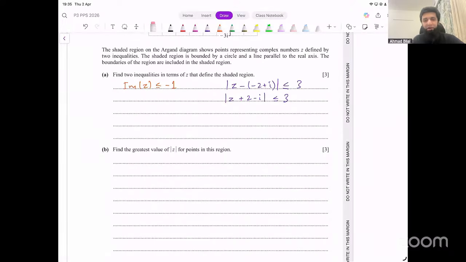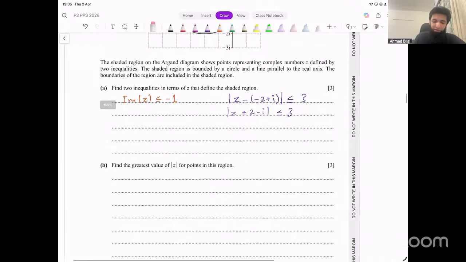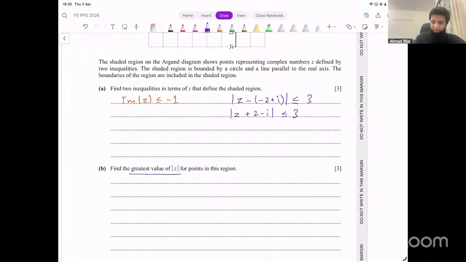Find the greatest value of modulus of z for points in this region. Greatest value of modulus of z. Modulus of z, what does that represent? Modulus of z just means distance from origin, and then greatest would mean maximum distance from origin.